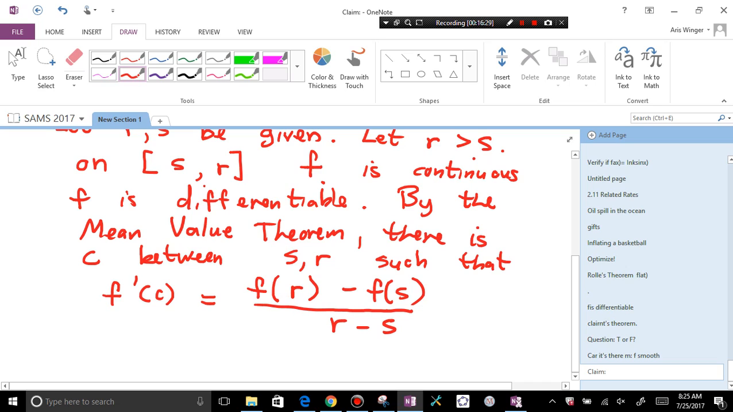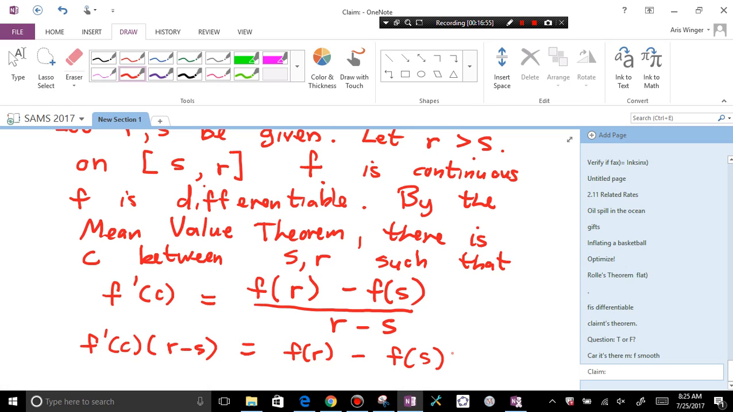I know it's thrilling. So that's the mean value theorem. Some people like to write it like this: f prime of c times r minus s is equal to f of r minus f of s. So you just move the denominator to the left-hand side, multiply both sides by r minus s.